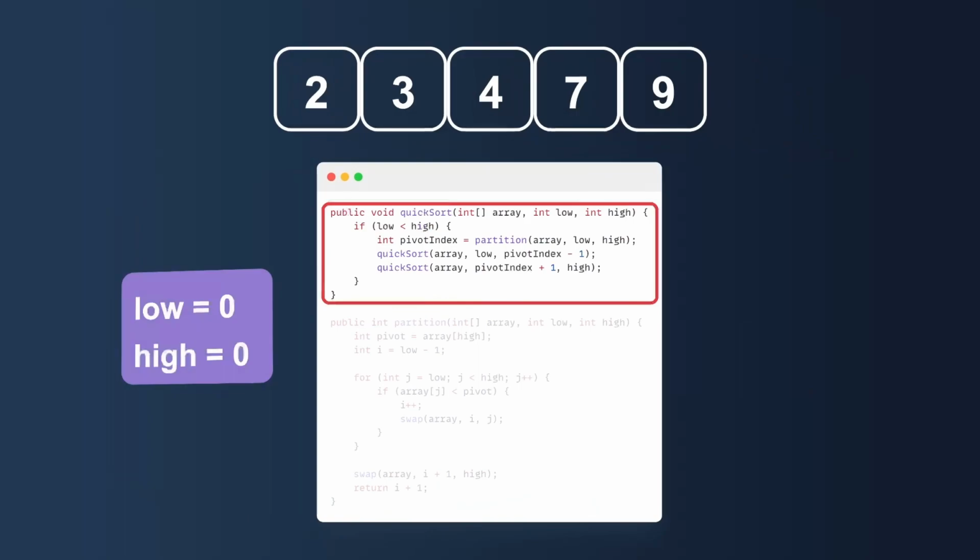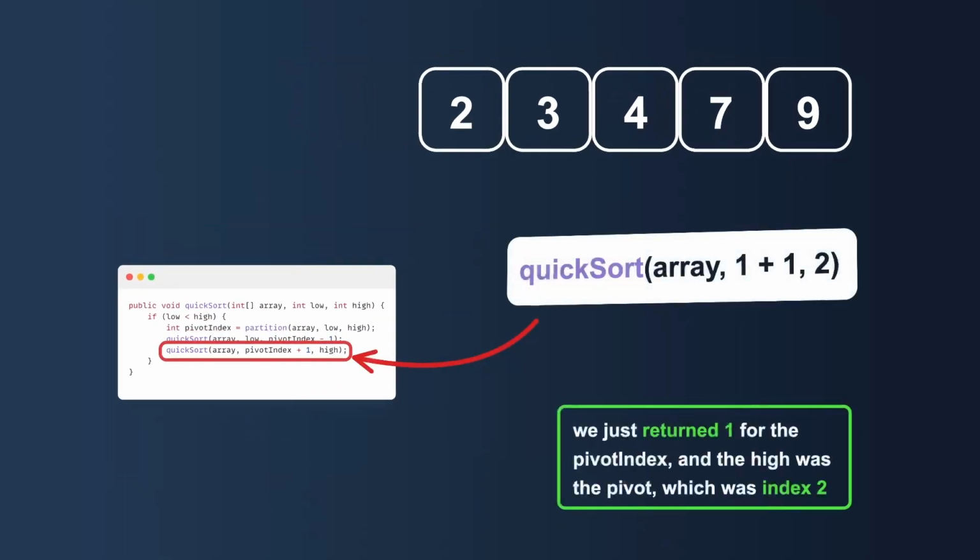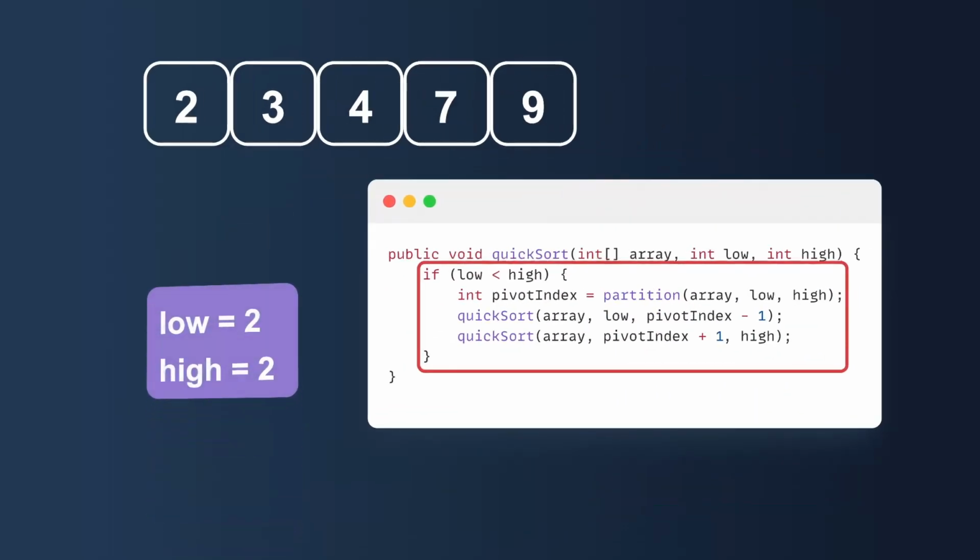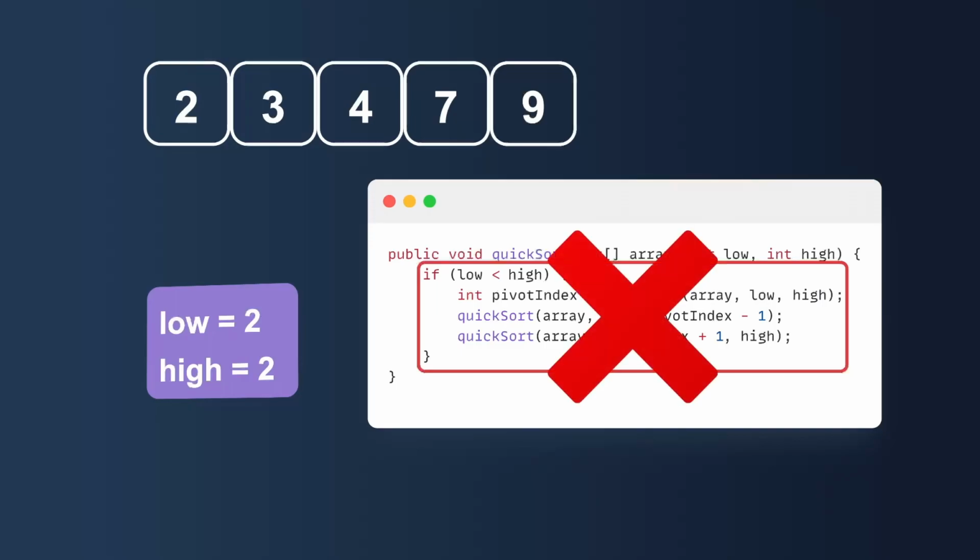Now that we reach the end of this recursive call, we go back up and call the second quicksort, where we returned 1 for the pivot index, and the high for that call was 2. And for this pivot index, we say 1 plus 1, so that is 2 when we call its quicksort. Now we pass in the parameters array, low of 2 and a high of 2. Well, 2 is not less than 2. So we get out of this recursive call because we can't go any further.